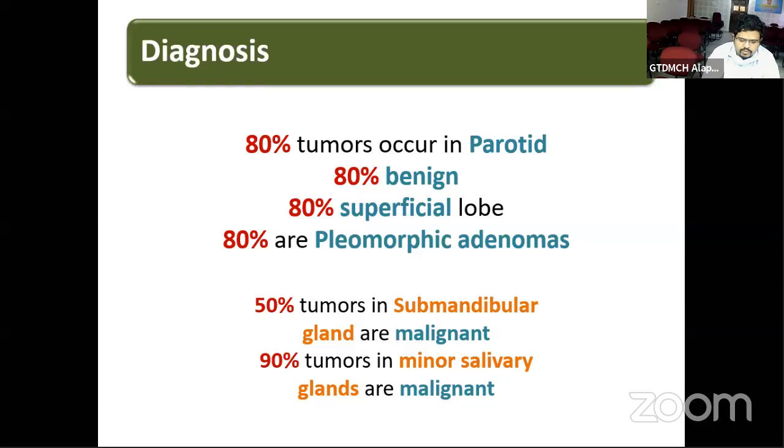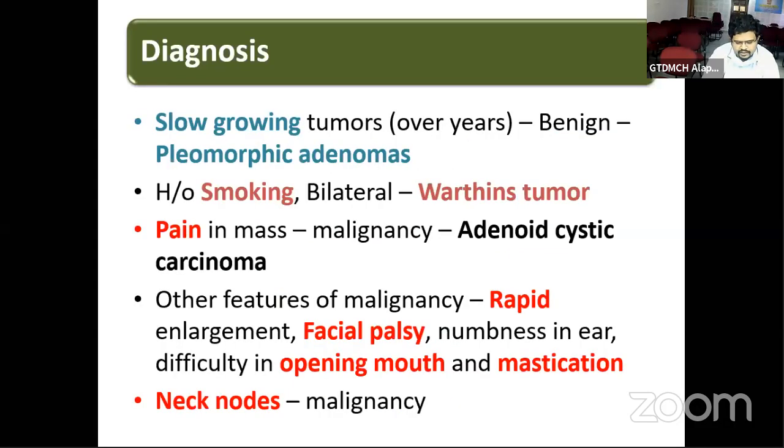50% of tumors in the submandibular gland are malignant, and 90% in the minor salivary glands. You can see that in the bigger glands, most of the tumors are benign. Coming to the minor salivary glands, most of the tumors are malignant. Okay.